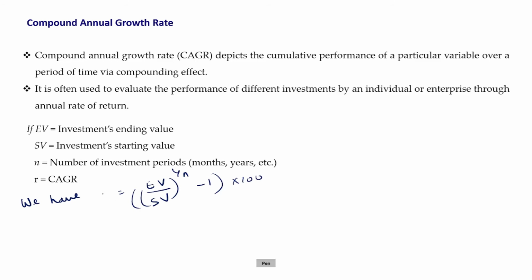So this is the compound annual growth rate formula. So only one formula we have to remember. Apart from that, we have to remember the rate of return formula. The rate of return formula is ending value minus starting value upon starting value. A question on compound annual growth rate was asked in the sample paper for 3 marks.